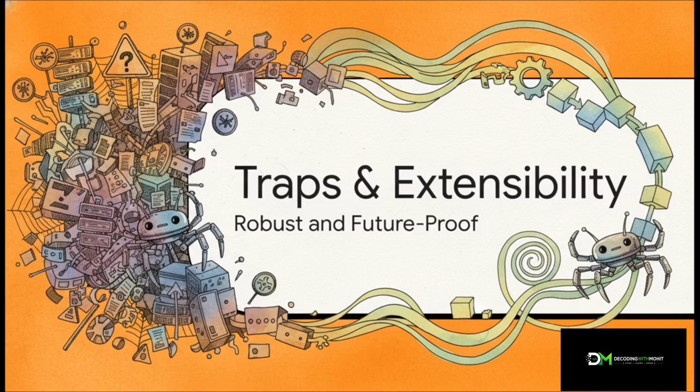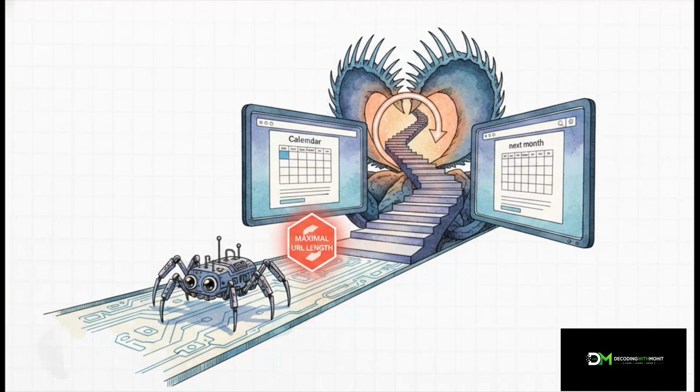enough so we don't have to rebuild it from scratch in a year. You know, the web can be a tricky place. It's full of these things called spider traps. These are pages that are basically designed to get a crawler stuck in an infinite loop. You know, like a calendar that has a next month link that just goes on forever. Our bot needs to have some smart rules, like setting a maximum length for a URL, to spot these traps and know when to just walk away.